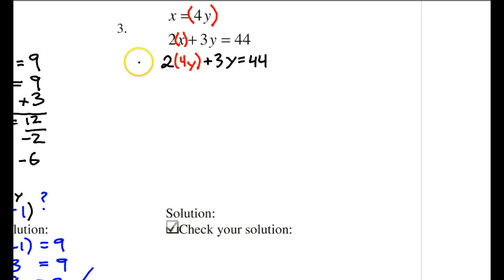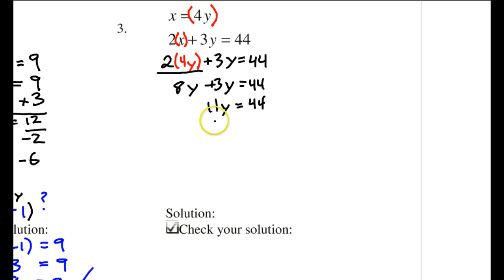At this point, after you substitute, you should always have one variable. If we have an x and a y still, something's wrong. So we have here 2 times 4y is 8y. Right. 8y plus 3y. And divide both sides. 44 divided by 11 is 4. So down here, put a 4. Okay. Is that right? Any mistakes there? Yeah. Where?